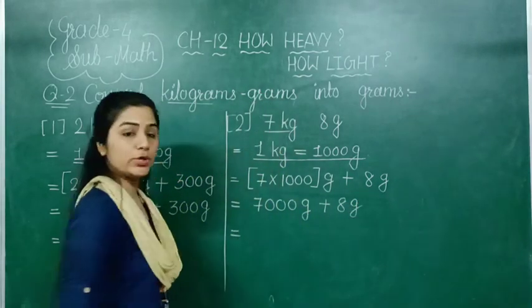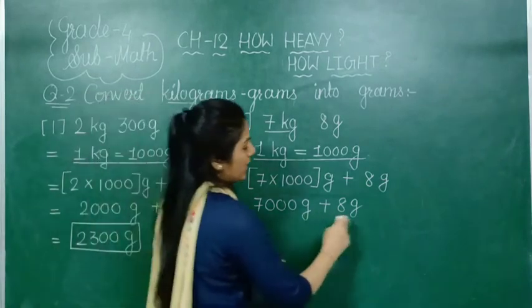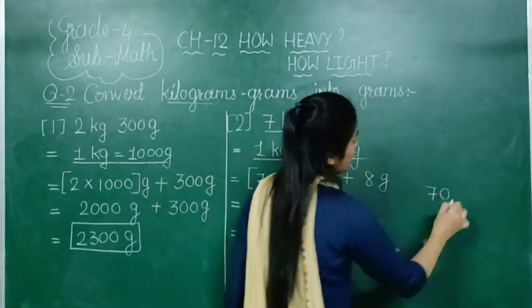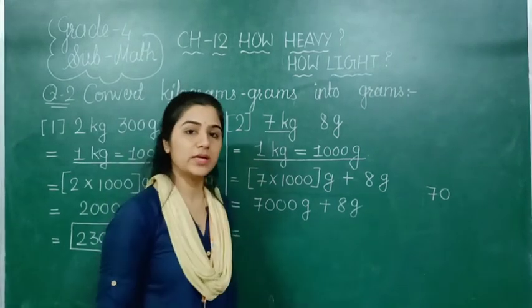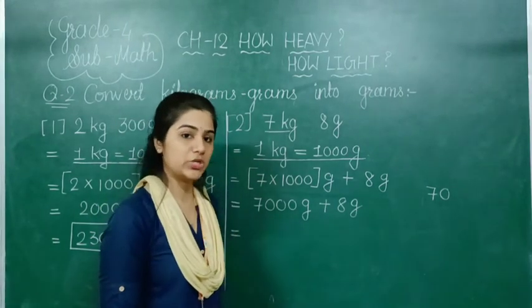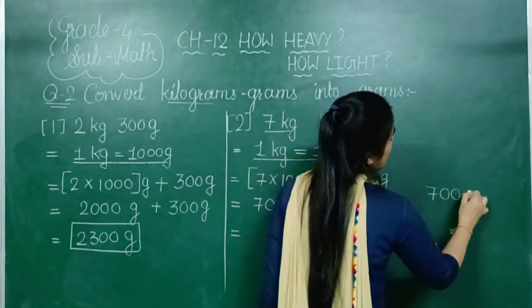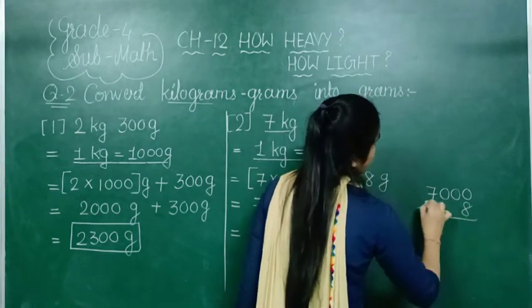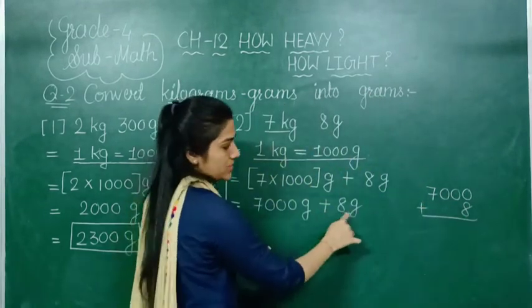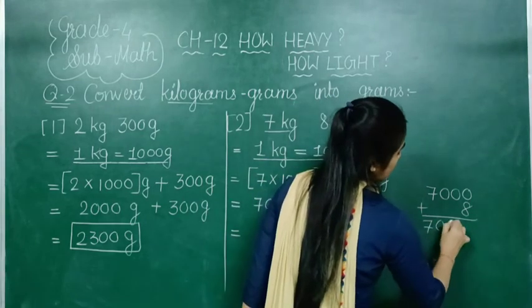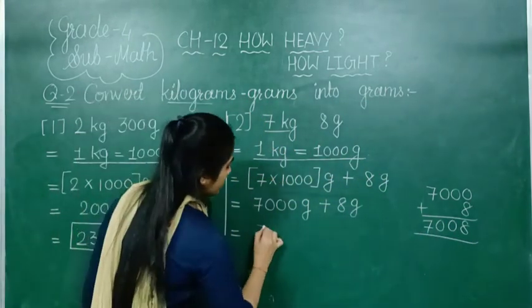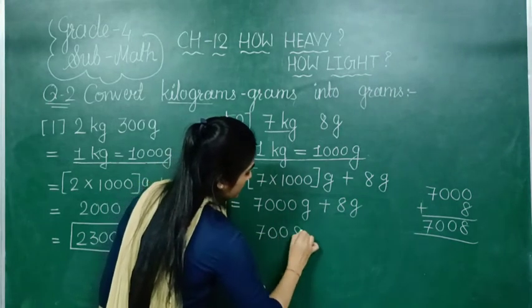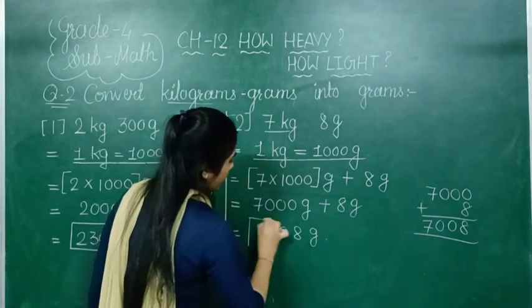So addition we can do of this 7000 and this 8. See, if you can't do this addition directly, and if you are feeling that your answer is wrong, so you can do this addition in rough space like this. 7000 plus 8. So you will get answer 7008 gram. This is your main answer.